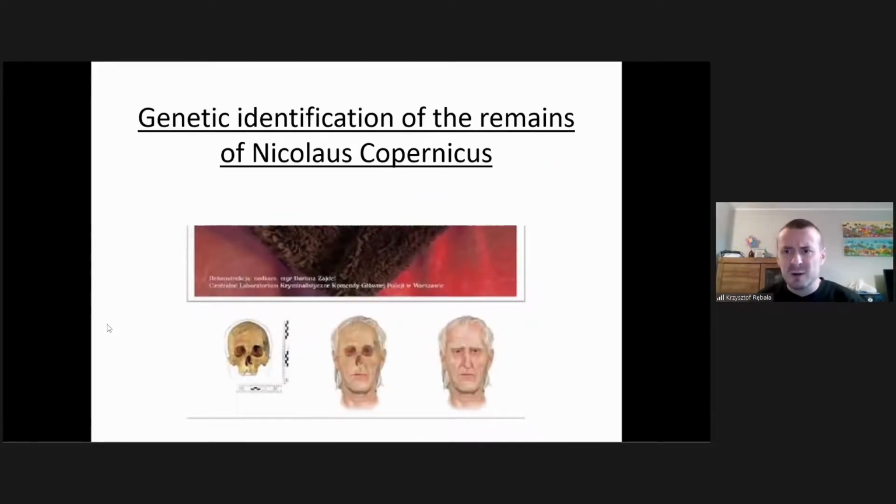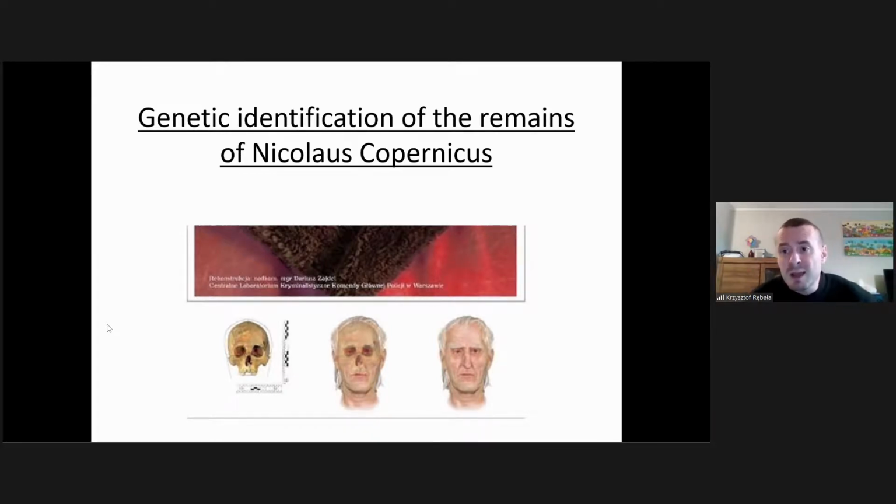Okay. And another story from our area concerning genetic identification of the remains of the famous Polish astronomer Nicolaus Copernicus. I don't know how many years ago, but not so long ago, some human remains were found in the Cathedral of Frombork. Frombork is a town quite nearby, to the east from here. And there was a lot of evidence that Copernicus was buried in this grave.